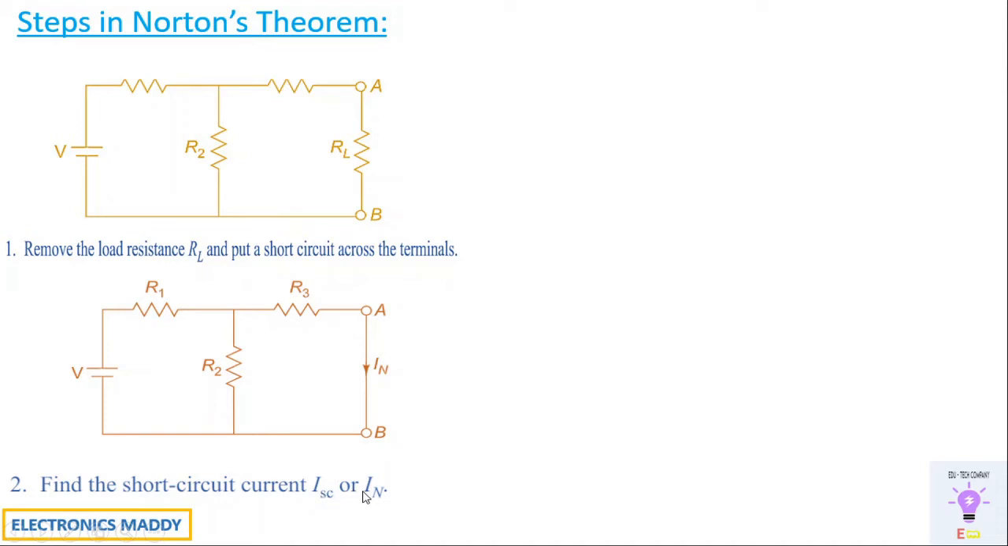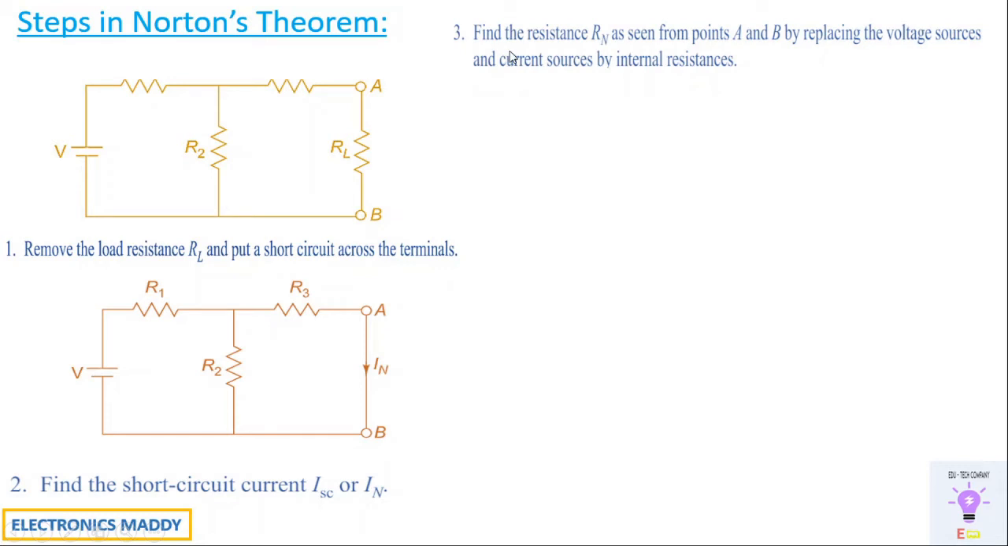So the second step is to find the Norton current. Once that is done, we'll be finding the resistance RN from the points AB by open circuiting it. This step is similar in both Norton's theorem and Thevenin's theorem.